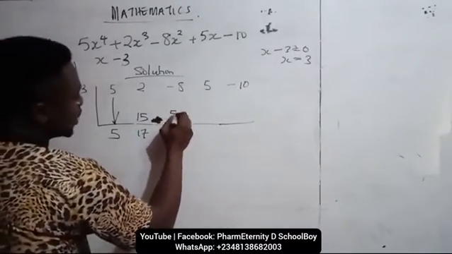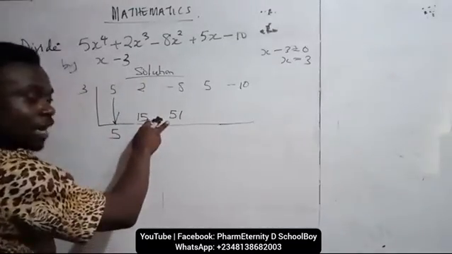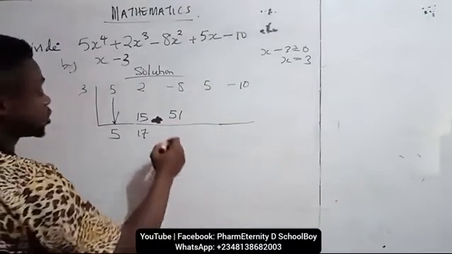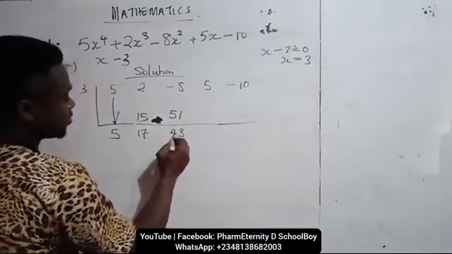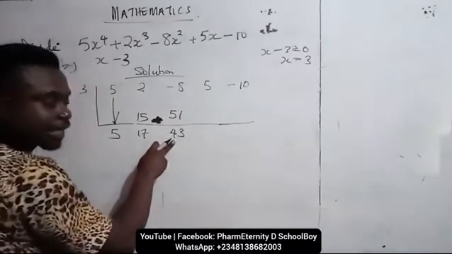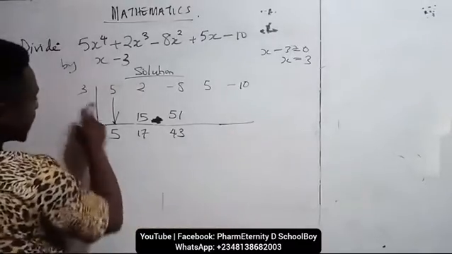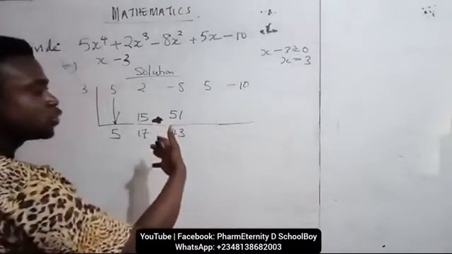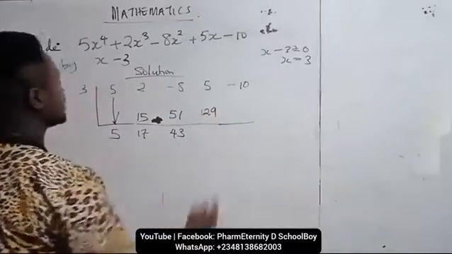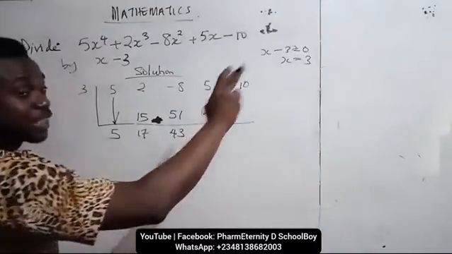We have 51. We have minus 8 here already. Minus 8 plus 51 is the same as 51 minus 8, which is 43. We continue multiplying. 3 times 43. 3 times 40 is 120, 3 times 3 is 9, and 120 plus 9 is 129. So we have 129 here. We add up. 5 plus 129 is 134.